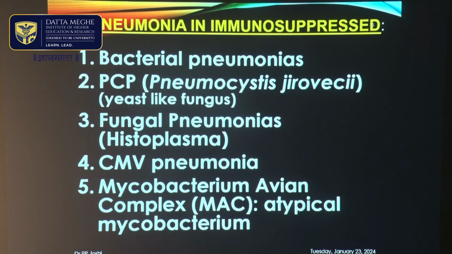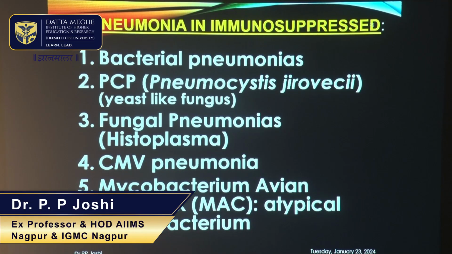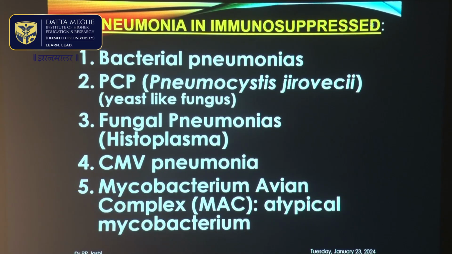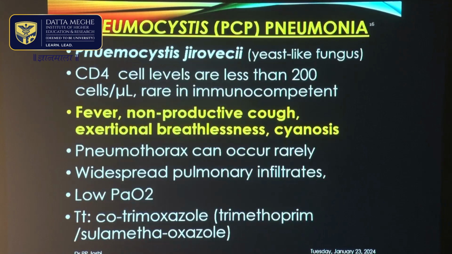So, Pneumocystis carinii is particularly common in AIDS when the CD4 count is less than 200, but when it drops further down to 50, then MAC, that is Mycobacterium avium complex, which is an atypical mycobacterium, can also cause pneumonias.